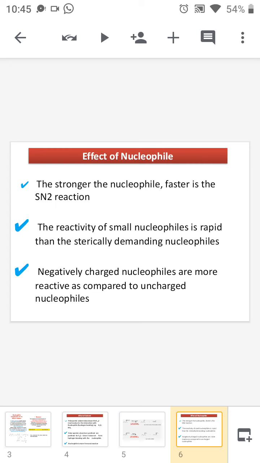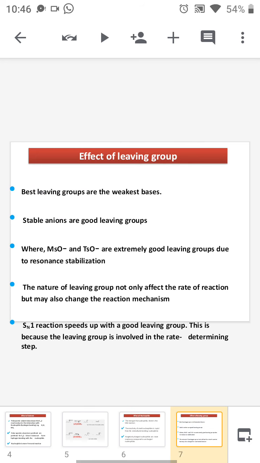Whereas in the SN1 reaction, we know that the rate determining step does not depend upon the concentration or the nature of the nucleophile. So that's why the nucleophile has little influence on the SN1 reaction. Even then, a weaker or poor nucleophile is used in the SN1 reaction. Then we move to the next factor, that is the effect of the leaving group.